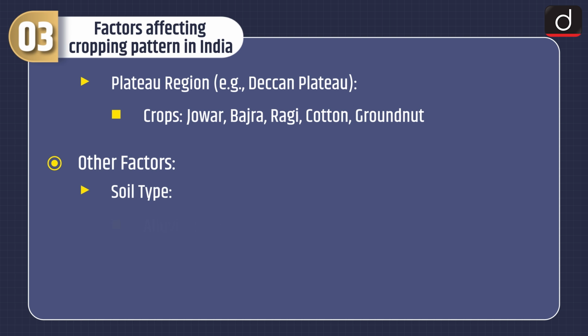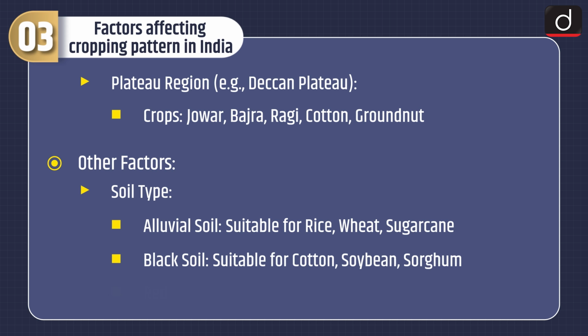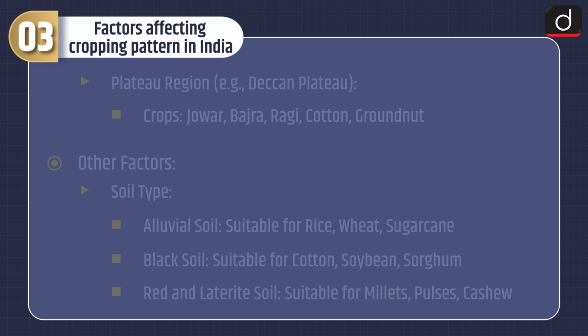Other factors: soil type. Alluvial soil suitable for rice, wheat, sugarcane; black soil suitable for cotton, soybean, sorghum; red and laterite soil suitable for millets, pulses, cashew.